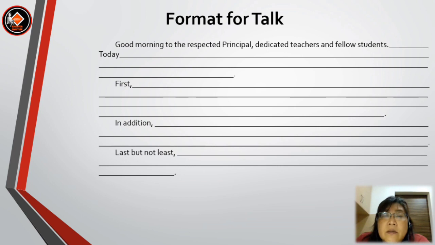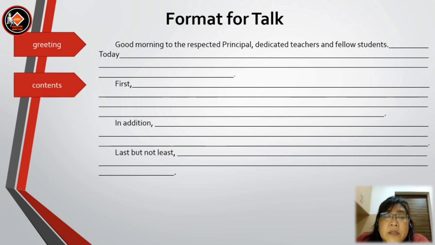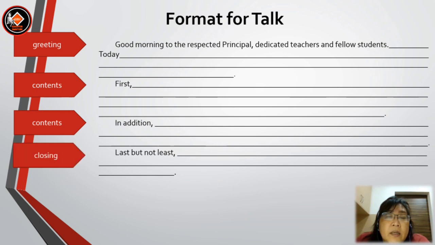So now let's look at the format for the talk. When you write a talk, first of all you must have the greeting. For example, good morning to the respected principal, dedicated teachers and fellow students. Today, okay, you can continue from there. And then we have the contents, where you have a few contents. You can start with first and then write the content and then move on to other contents with other ideas. Okay, lastly, remember that you have to have a closing. Last but not least, then you can close your talk.